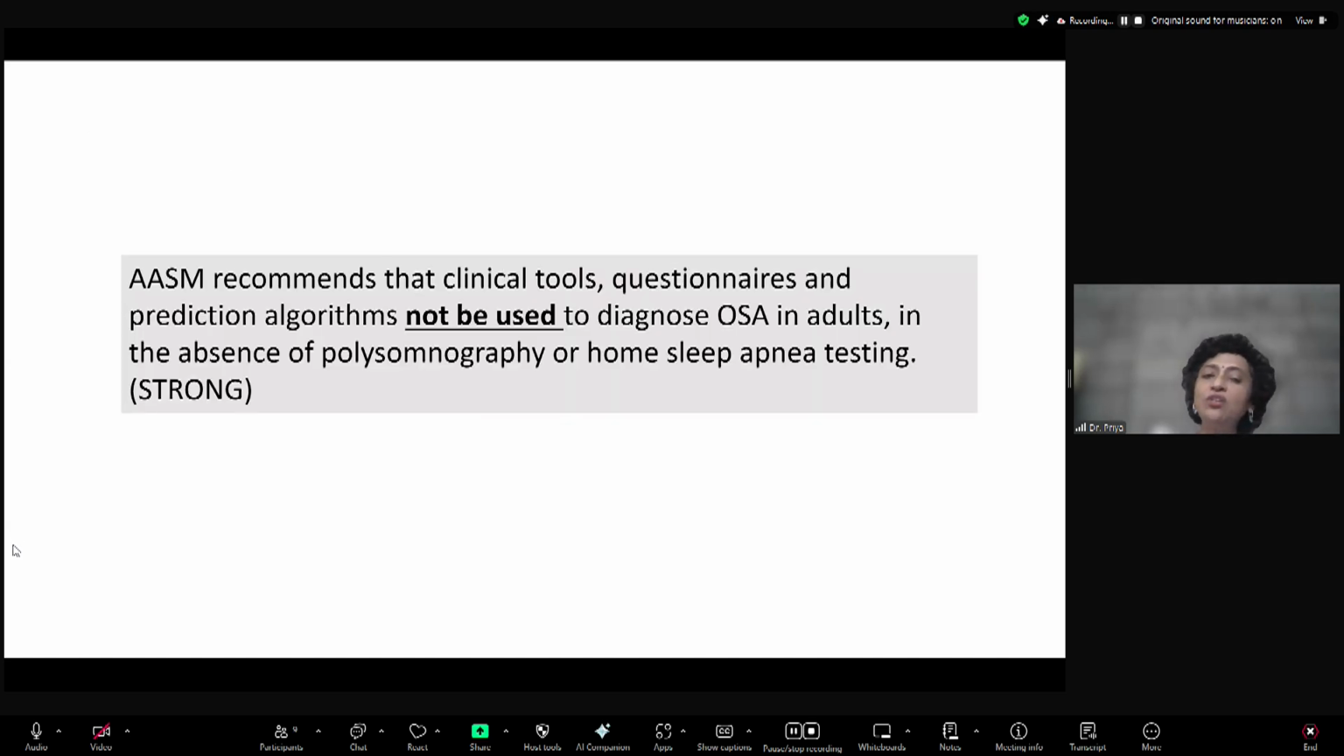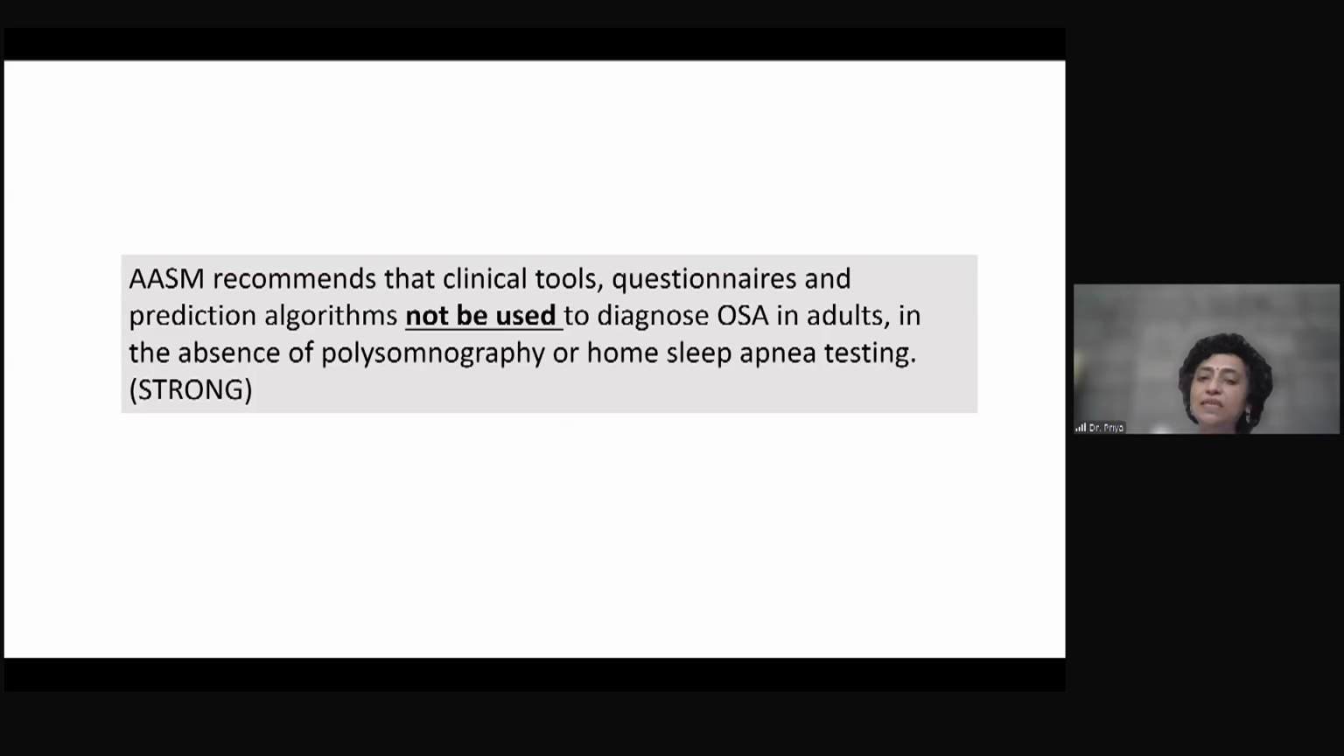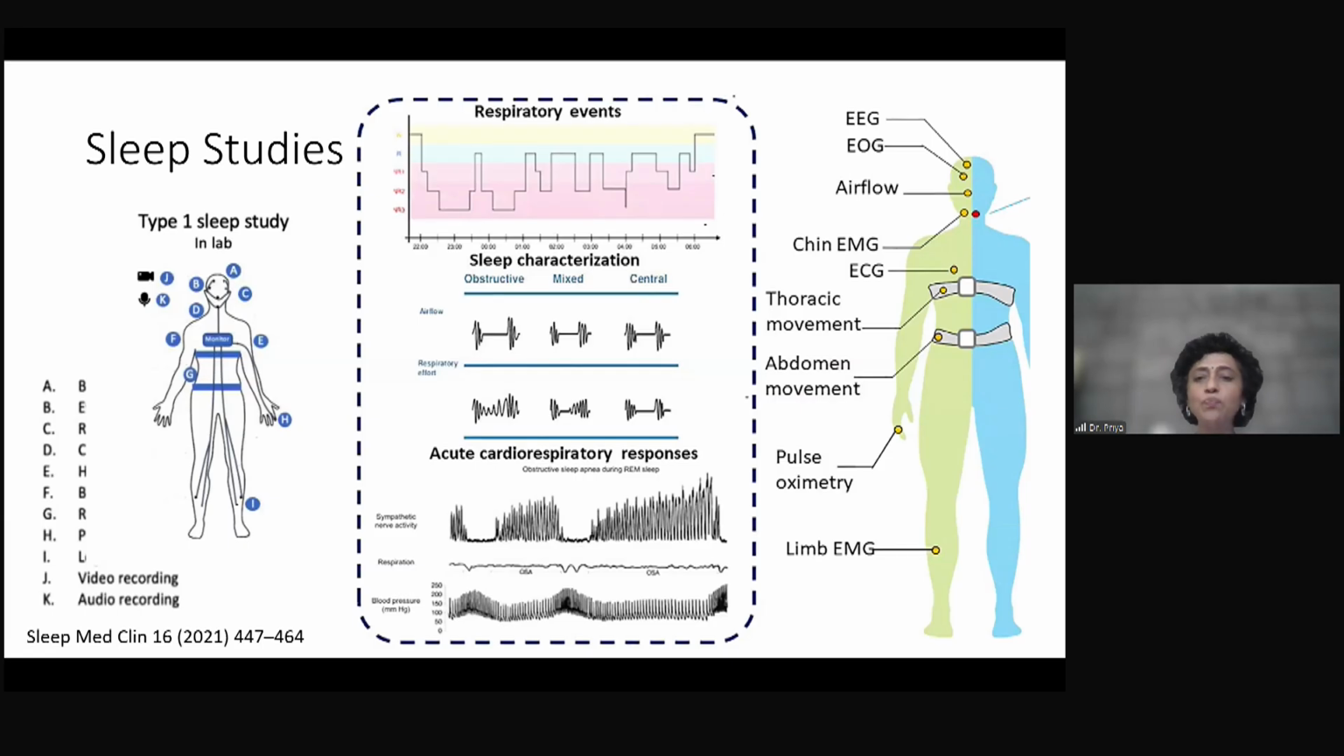According to the American Academy of Sleep Medicine, clinical tools, questionnaires, and predictor algorithms are not supposed to be used to diagnose a patient with OSA. You have to supplement with a polysomnography. These are tools to screen a patient and not to diagnose obstructive sleep apnea. So we are then forced to do a sleep study.